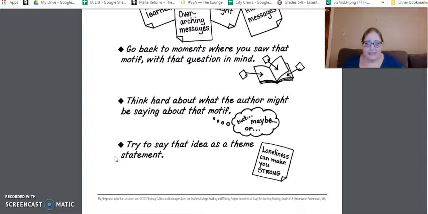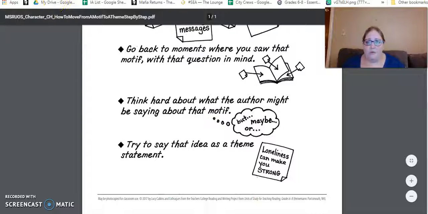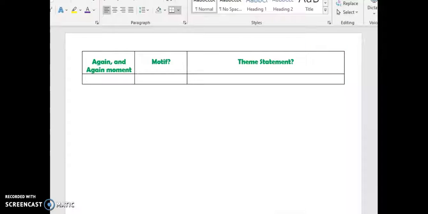We're going to practice this right now with a video. One second, let me pull this up. As we watch the video, I'm going to think about these things that I asked us to think about. I'm going to try and identify again and again moments. I'm going to simplify that moment into maybe a single word or two for the motif, and then I'm going to try and make a theme statement including that motif word.